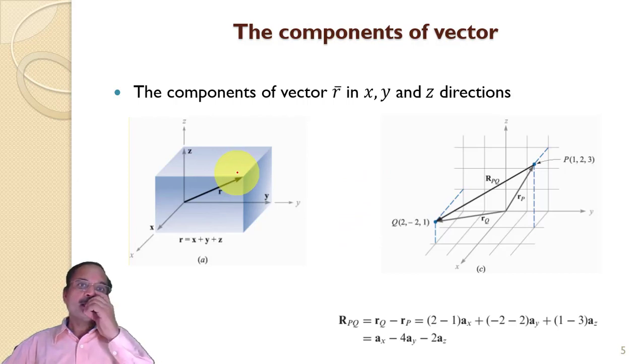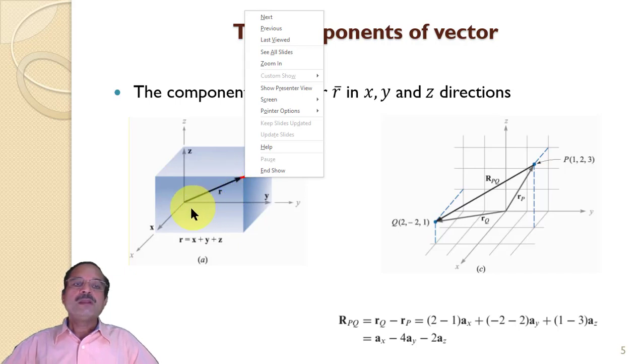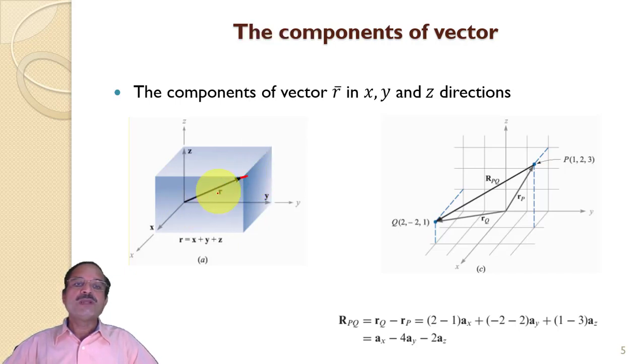In the Cartesian coordinate system, if I have some point at this point P, if I join this point with origin, it forms a vector r. Now this vector r can be represented as an addition of three vectors. X represents the component of vector r in x direction, y represents the component of vector r in y direction, z represents the component of vector r in z direction.